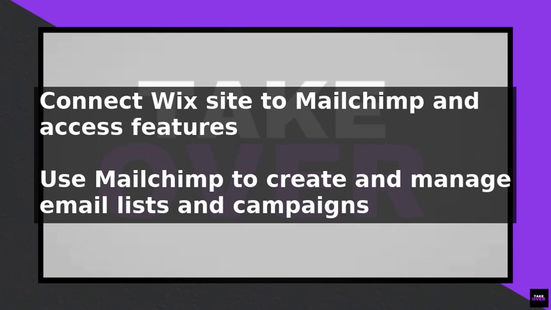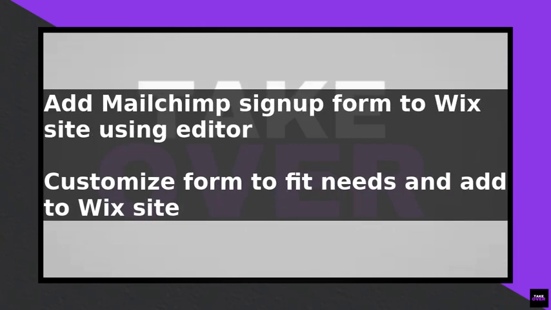to your email list. To add a sign-up form to your Wix site, navigate to the Wix editor and click on the Add button. Search for Mailchimp in the search bar and select the Mailchimp sign-up form. Customize the form to fit your needs and click on the Add to Site button. The form will be added to your Wix site, allowing visitors to subscribe to your email list.